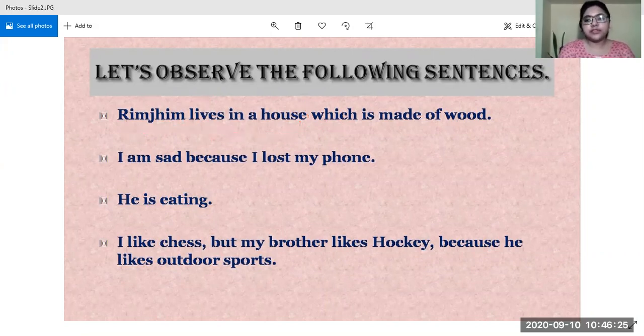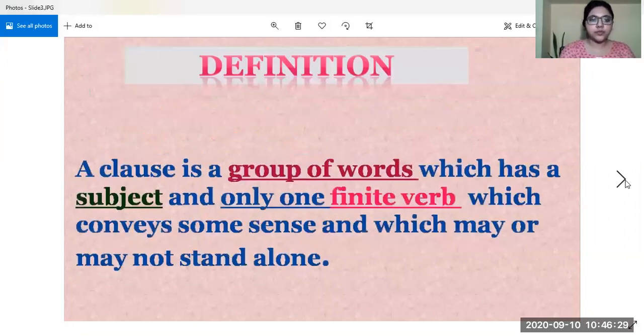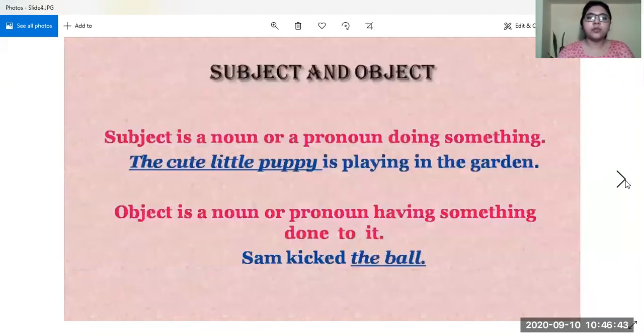Now, since we have seen the conditions a clause should satisfy, that it should be a group of words which has a subject and only one finite verb, let us look into each of these two terms. What is a subject?